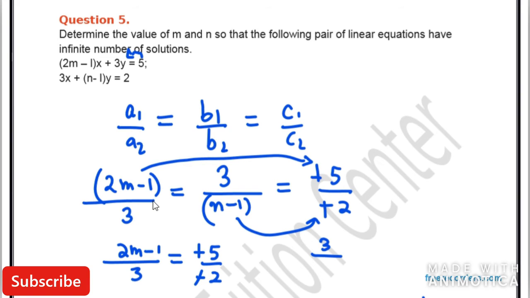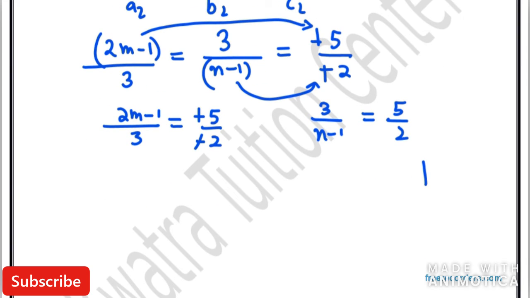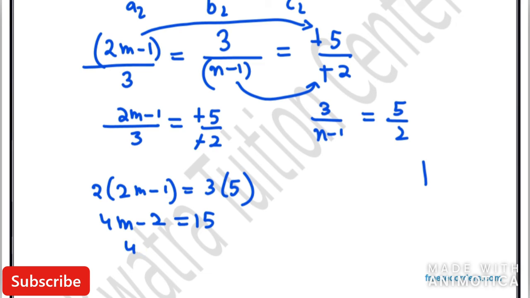So it will be (2m minus 1) over 3 equals minus 5 over minus 2. So you can cut down minus minus here. So it will be 3 over (n minus 1) equals 5 over 2. Now we need to solve these two equations to get the answer for m and n. So using cross multiplication, we will have 2 on the left hand side and 3 on the right hand side. So 5 into 3, 4m minus 2 equals 15. 4m equals 17, m equals 17 over 4.